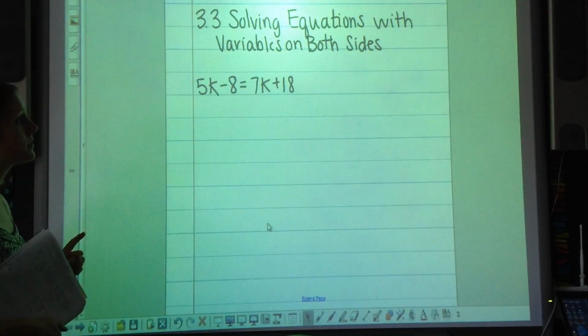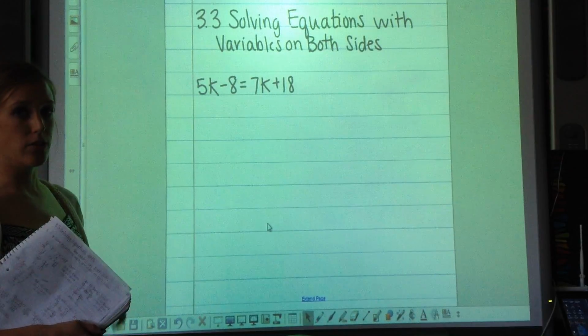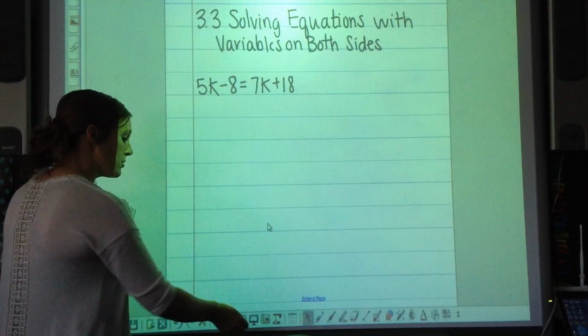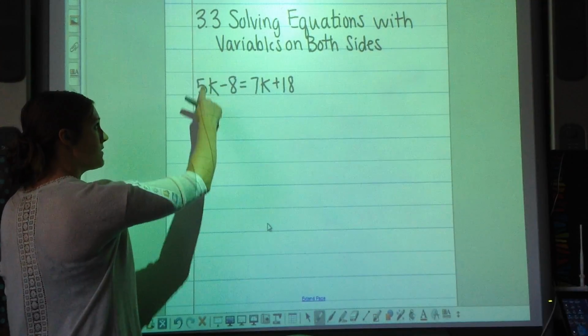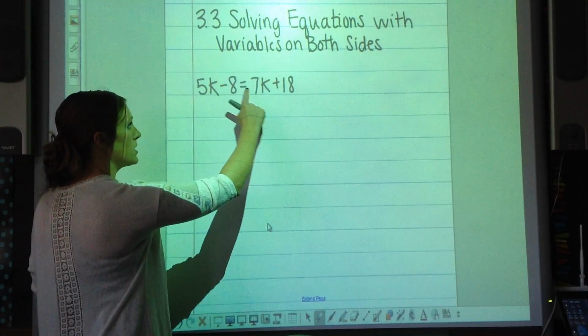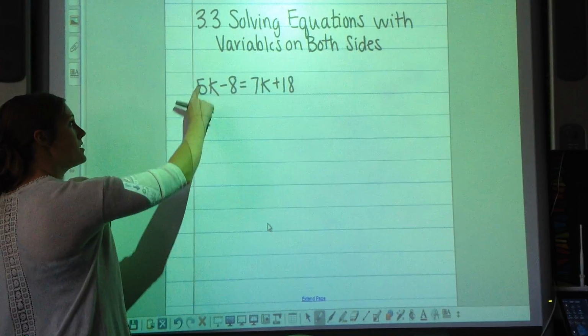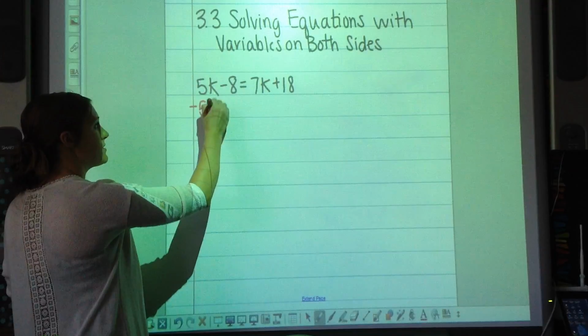Your goal with these is to collect the k's on one side or the other. It doesn't matter which one. So, just to start with this problem, let's bring this 5k to this side. Again, because we're bringing it to the opposite side of the equal sign, you do the opposite. Always look in front. It's positive, so I subtract.